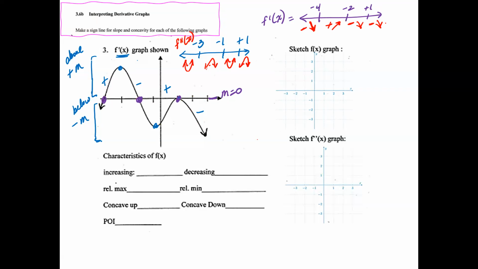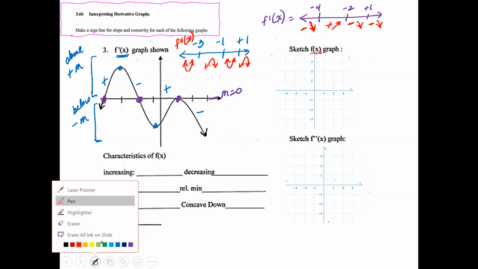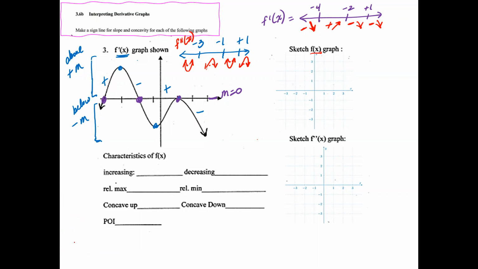So let's now sketch the f of x. Okay, so this is f of x, not f prime of x or f double prime of x. It's just f of x. We're going to go ahead and plot the -4, -2, and a 1. So here is -4, -2, and +1. So those are my dots.